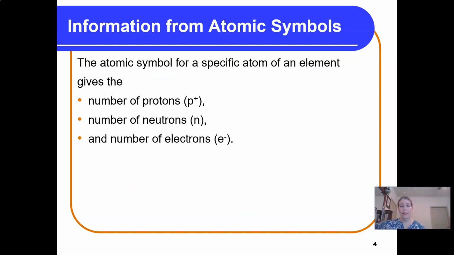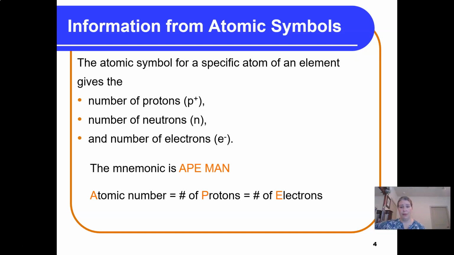So specifically, I can get information about the number of protons, neutrons, and electrons. In first year or probably in middle school, you talked about the mnemonic here, APE MAN. The atomic number is equal to the number of protons, is equal to the number of electrons in any neutral element. And of course, the mass number minus the atomic number gets me the number of neutrons, because protons and neutrons are the particles with mass in an atom.